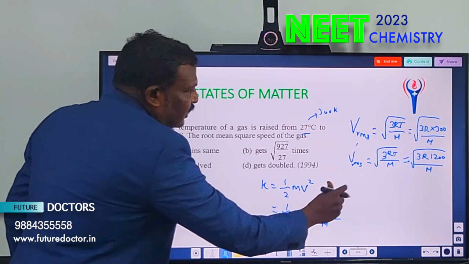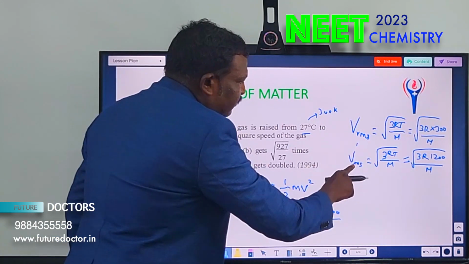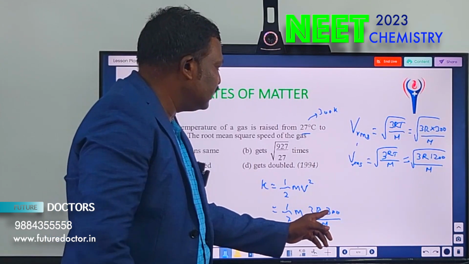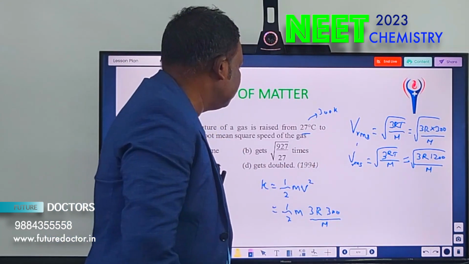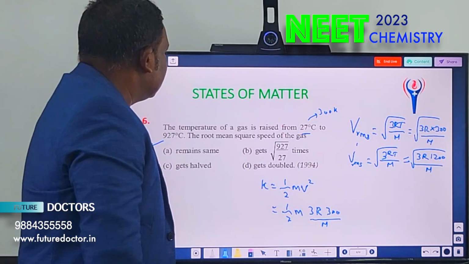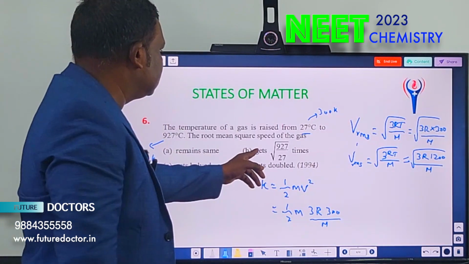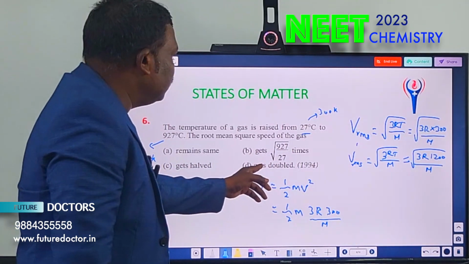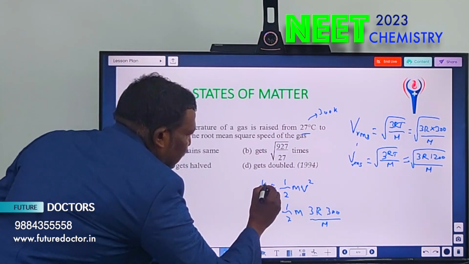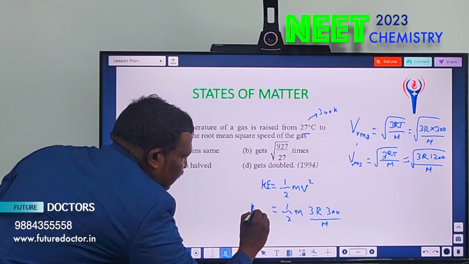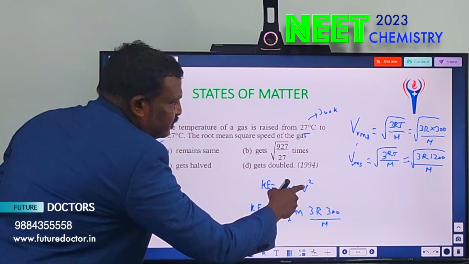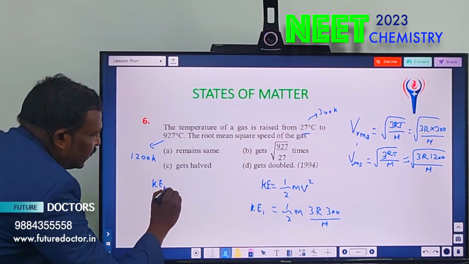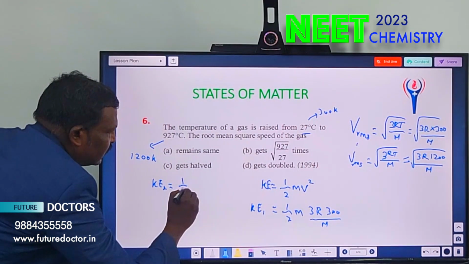Likewise, suppose I substitute the velocity in the second case. It will come out as half m v square, here with 3R into 1200. Compared to this, the half and the m remain the same. I consider this kinetic energy 1. Then kinetic energy 2 is given by the same formula.